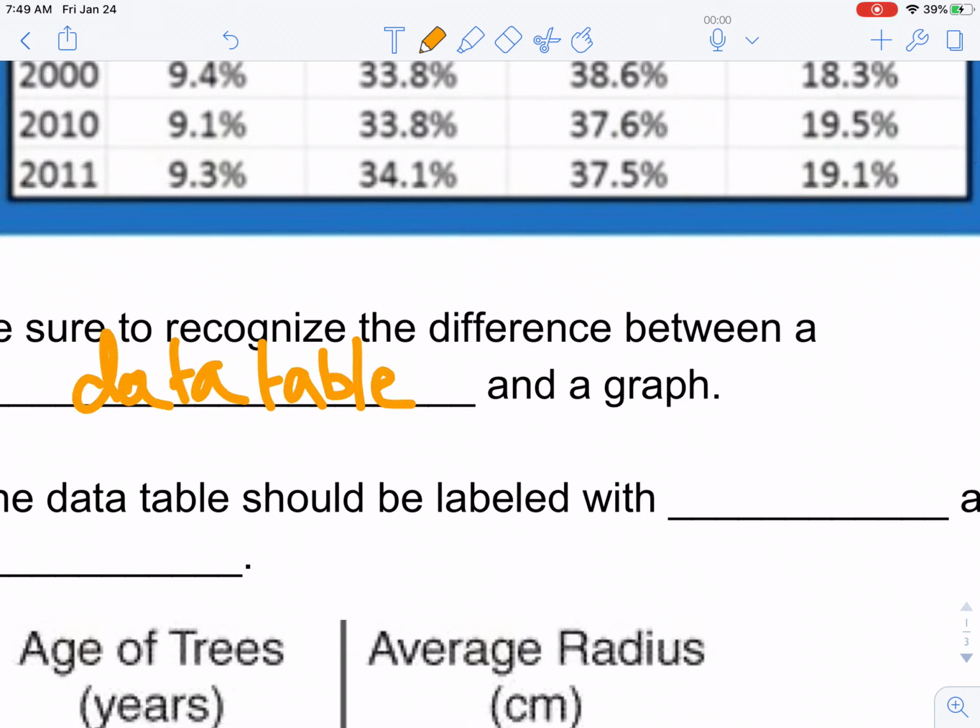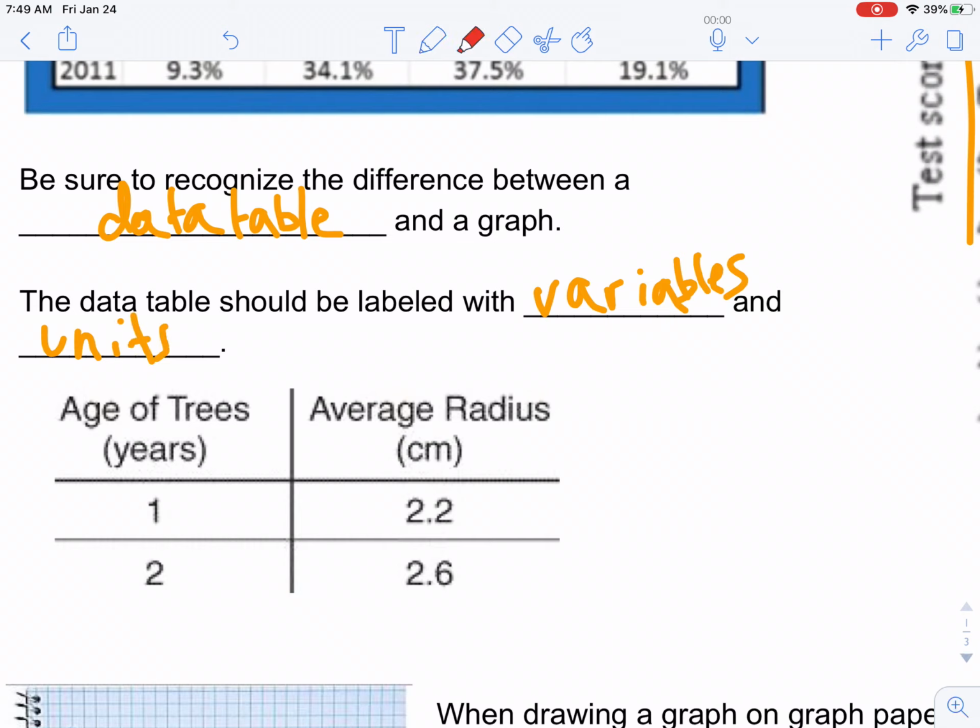A data table should be labeled with variables and units. For example, here is our data table. Here's the variable, and the unit is years. On the y-axis, the variable is average radius, and the units are in centimeters.